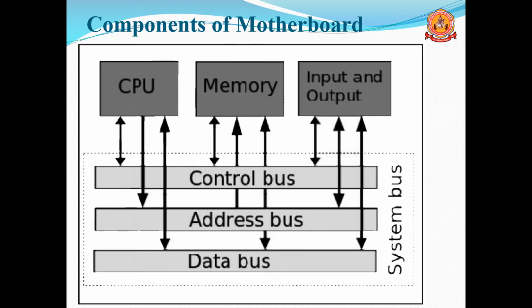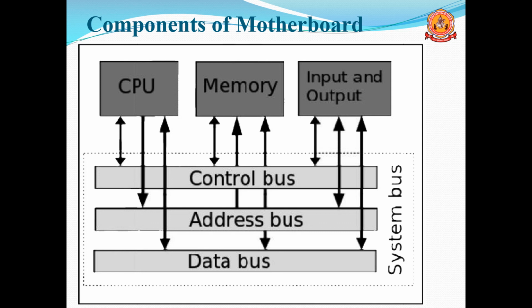Here you can see the figure of a system bus. The system bus mainly connects the CPU, memory, and input and output devices. Mainly three types of buses are available: control bus, address bus, and data bus.